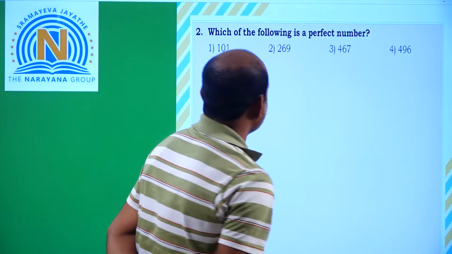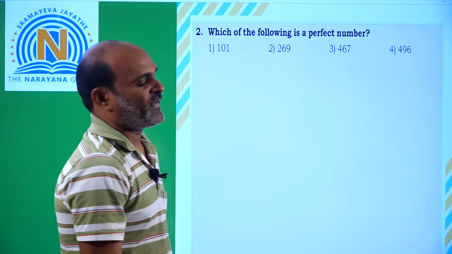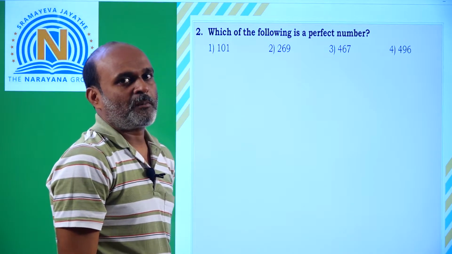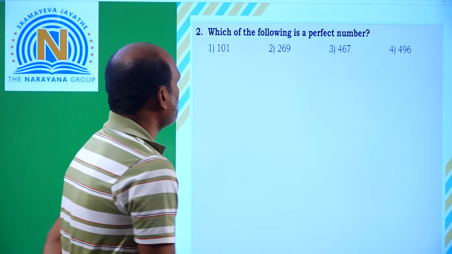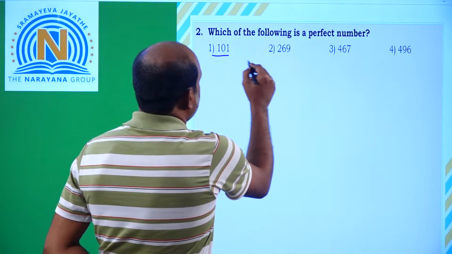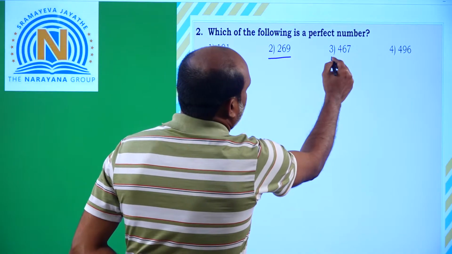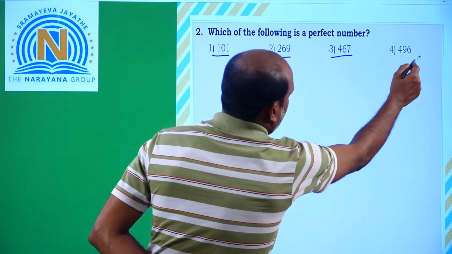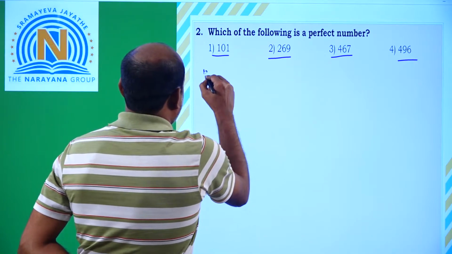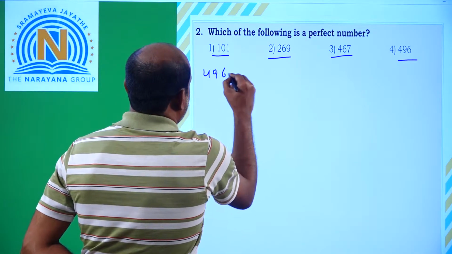Now coming to the next one. Which of the following is a perfect number? Perfect number means the sum of all the factors of a given number is twice that number. So here if you observe, this is a prime number, this is also a prime number, and this is also a prime number. So what is the remaining one? 496. Now what are the factors of 496?